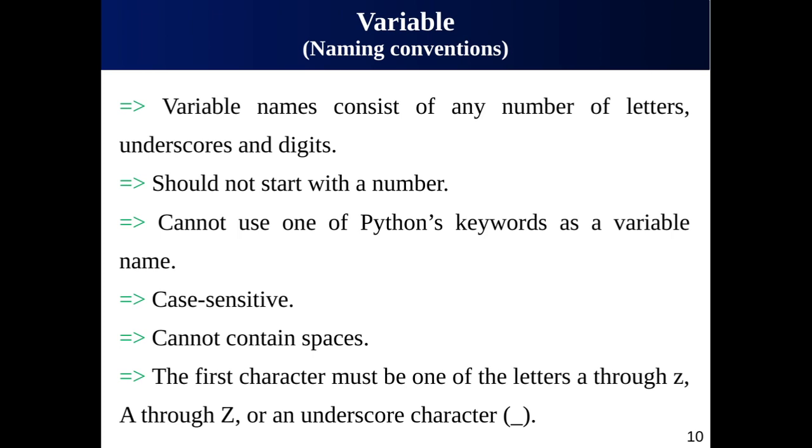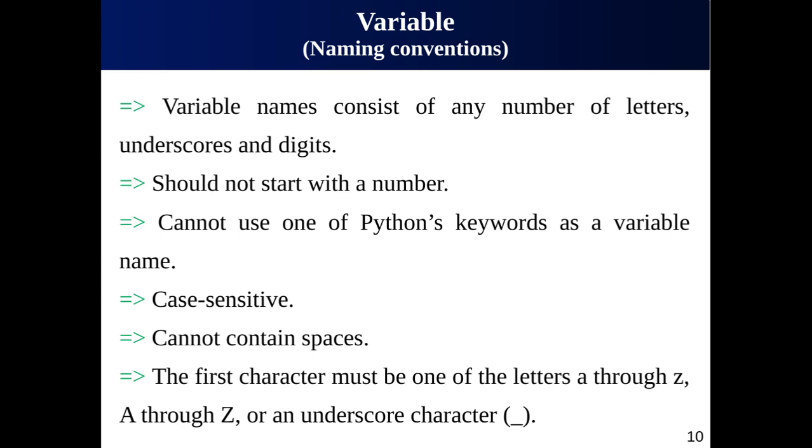Similarly, another rule is that the Python keywords, predefined words, cannot be used as a variable name. For example, print, although that is a built-in function, you cannot use it as a variable name. What is a token, what is a keyword, we are going to explore them in a moment. But you cannot use the keywords, the predefined words, as a variable name because they serve another purpose, so you cannot use them. You cannot assign them to variables.